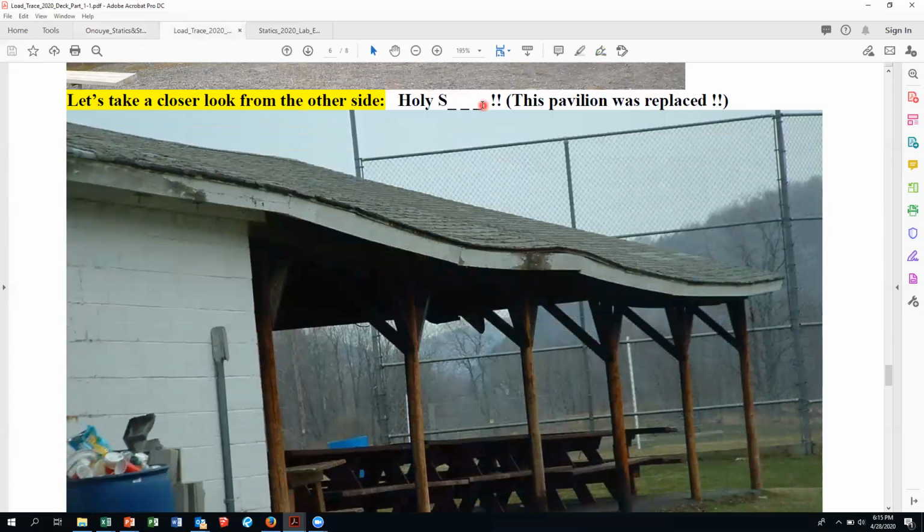So that's why I put a little "holy shit." Hopefully we, oh yeah, we are recording that. That's okay, that's not too bad. But eventually what they did is they just tore the whole damn thing down and built a new one.